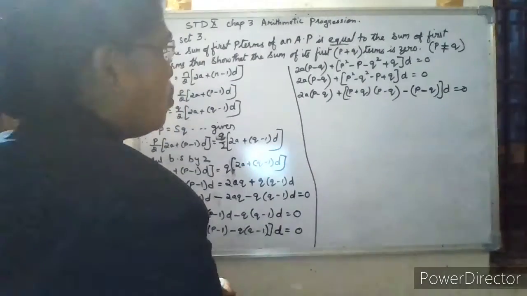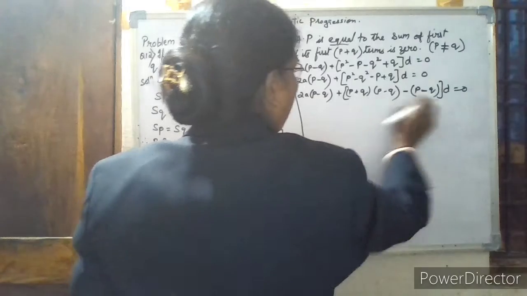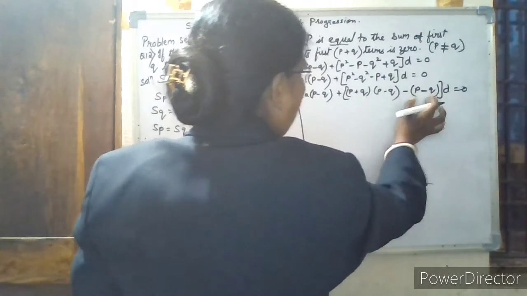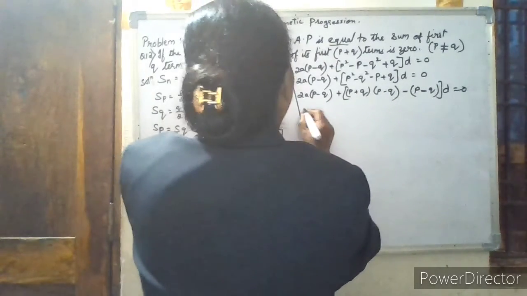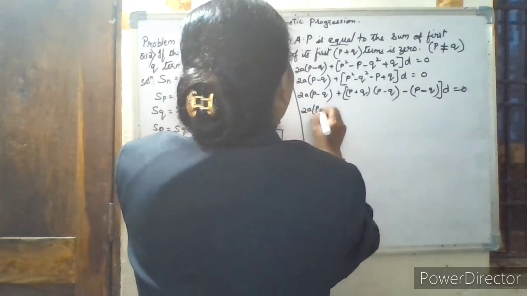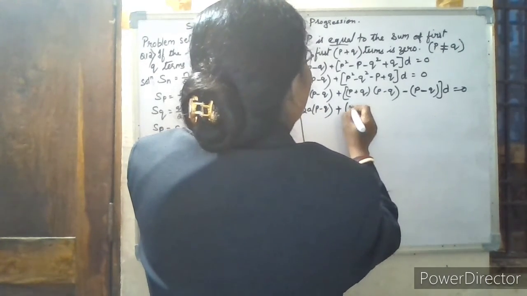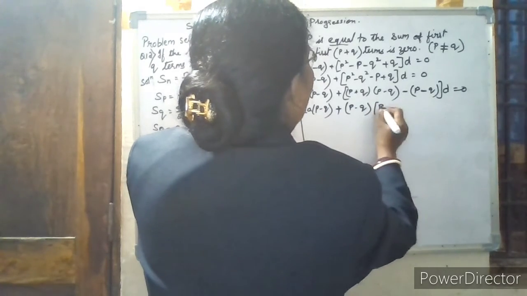Now look at these two terms here. In this square bracket, there are two terms inside. P minus Q is common, so bring it out. 2A into P minus Q here, as it is plus. In the bracket, P minus Q will remain, into P plus Q.